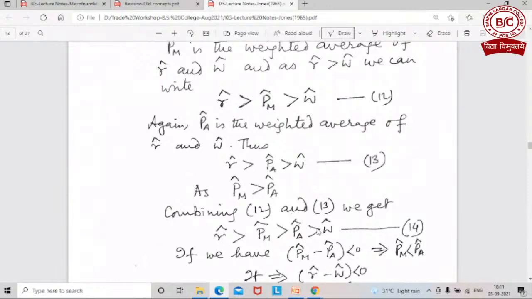Yes, sir. Now, suppose there is no change in PA. Suppose there is an increase in tariff. If there is an increase in tariff, PM increases. But PA does not change, so PA hat becomes zero. So how can you rewrite this equation? R hat greater than PM hat, greater than zero, greater than W hat. So as a result of an increase in tariff, R increases and the wage rate falls. You got my point?